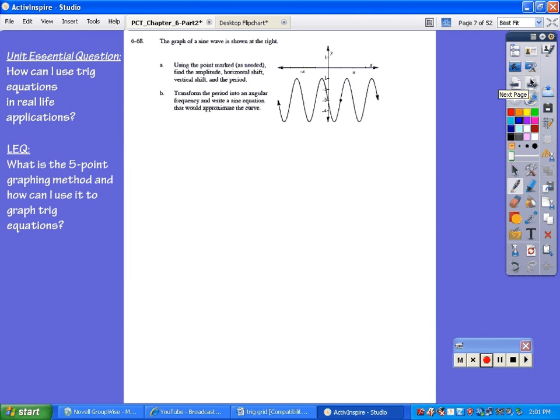So here we go. If this is the point we're using, that's a 0. All right, and it's increasing. So what type of equation is it going to be? It's going to be sine. What is the amplitude? So how far up does it rise above that midpoint, that middle point? It goes up 2. Okay, let's worry about frequency later.